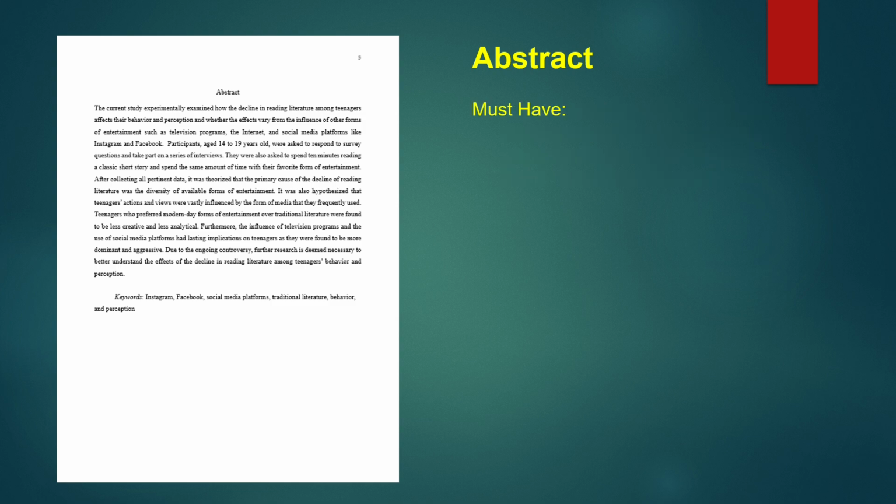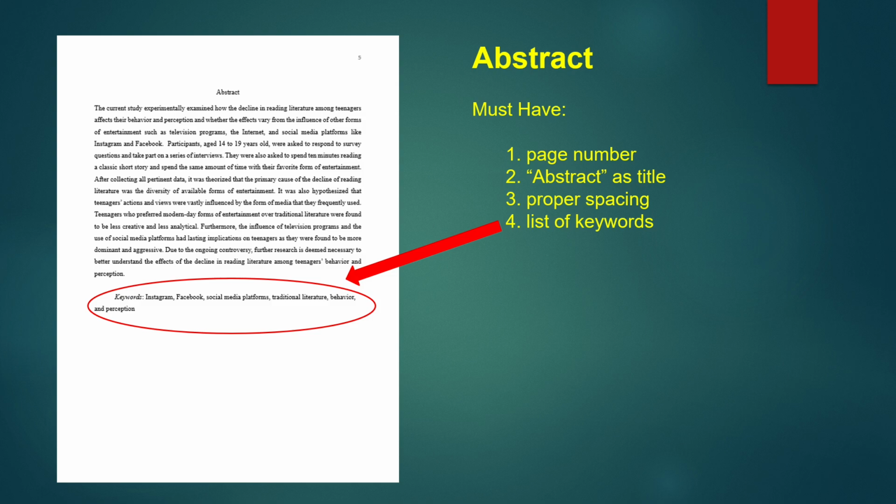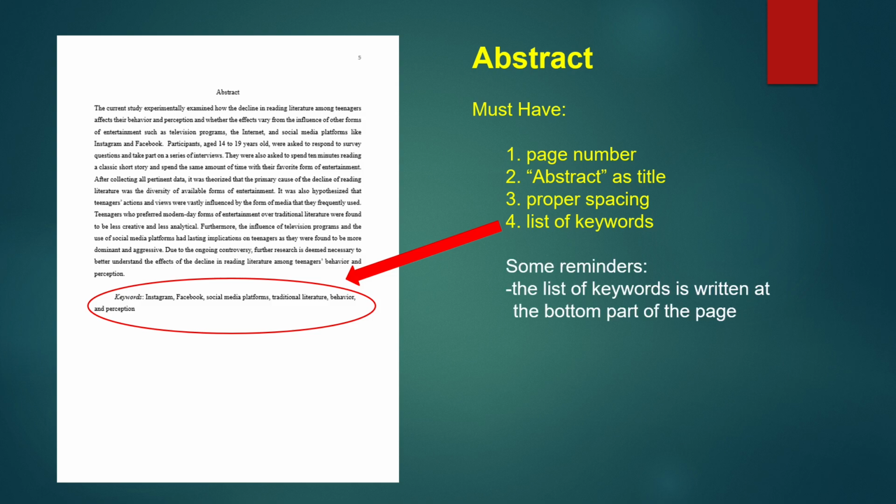A few things to remember when writing an abstract are: first, do not forget to assign it a page number. Second, the word abstract must again be written on the top center, which serves as the title of the section. Third, follow proper spacing. It is suggested to use double spacing for each line of the abstract. Last, a list of keywords which acts as footnote is included at the bottom part of the page with the word keywords being italicized and indented, then followed by a colon.